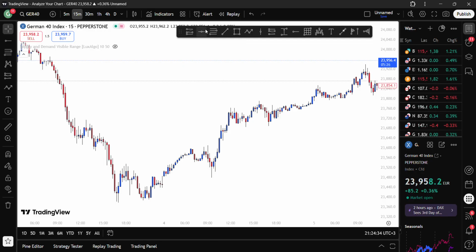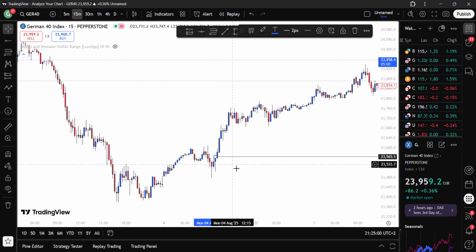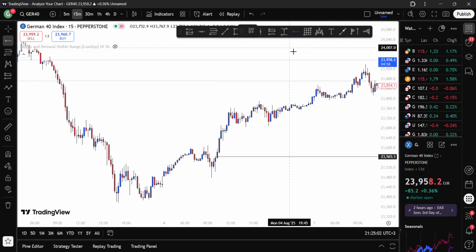So what you have to do at 10 a.m., that's when the London Open session starts, that's in Kenyan time, East African time. You go and identify the 10 o'clock candle. After identifying that candle, you mark out the high and the low, as simple as that.